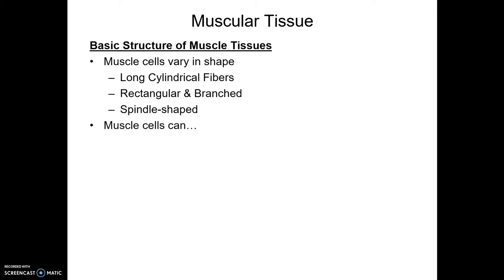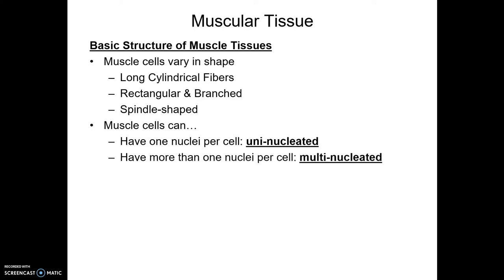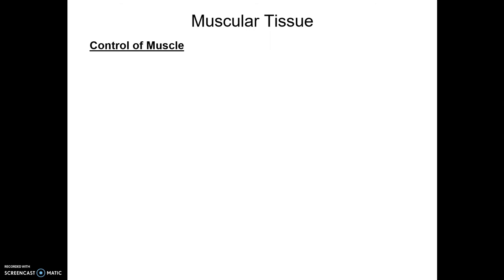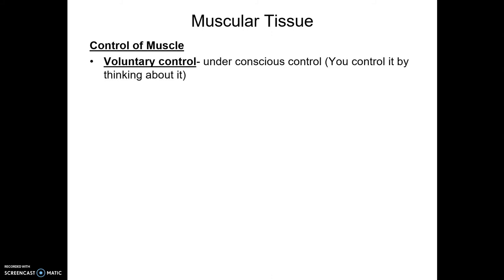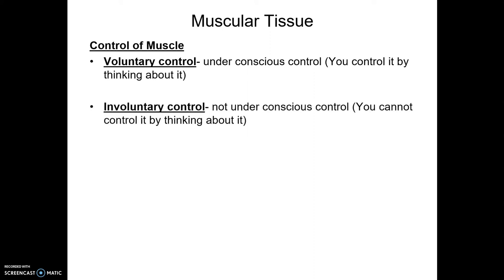The nuclei of muscle cells vary for each muscle tissue type as well. There are two types of muscle cells that are uninucleated, meaning they only have one nucleus per cell. And the last type of muscle cell is multinucleated, meaning it has more than one nucleus per cell. The different muscle tissue types are under different kinds of control. One muscle tissue is under voluntary control, or conscious control, which means that you can control the muscle by thinking about it. The other two muscle tissues are under involuntary control, or not under conscious control, which means that you cannot control the muscles by thinking about it.